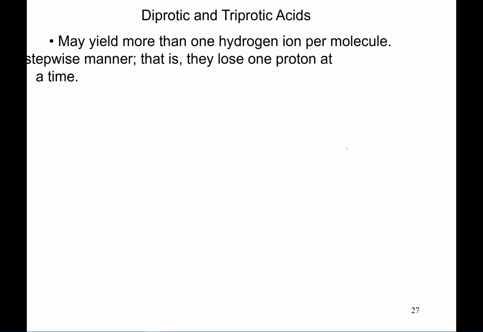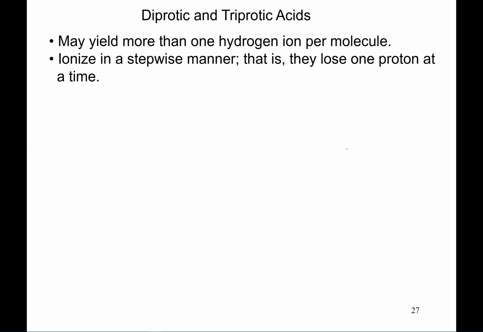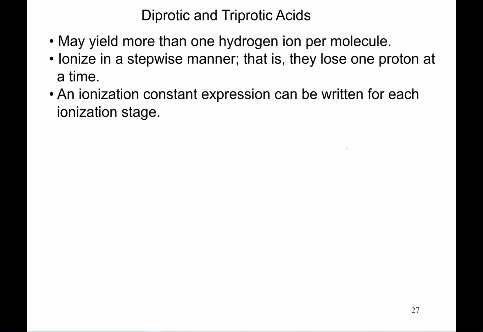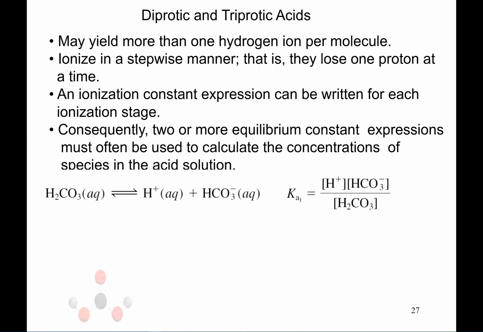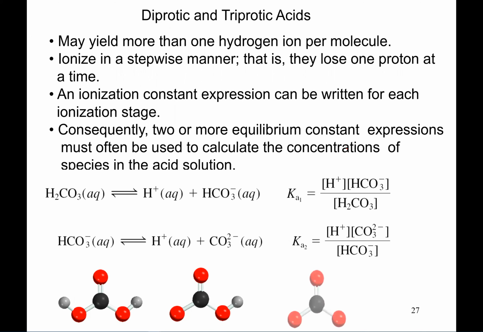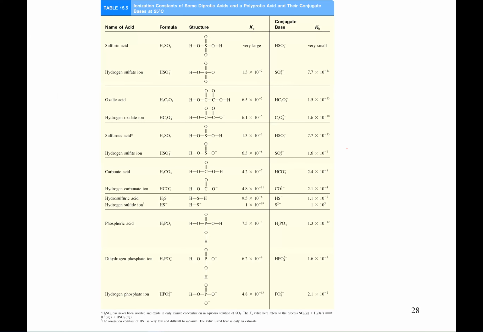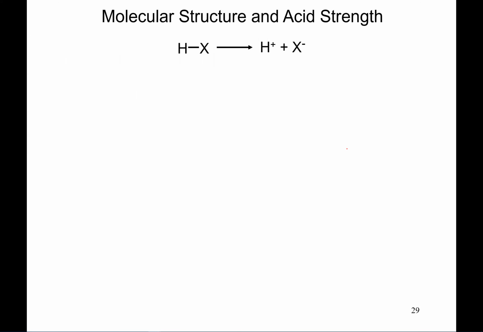Diprotic and triprotic acids may yield more than one hydrogen per molecule. They ionize stepwise, so they lose one proton at a time. You can get an ionization expression for each ionization stage. Consequently, two or more equilibrium constants are used to calculate the concentrations of species. And then you have those set up like this. And here's a bunch of different examples of ionization constants.